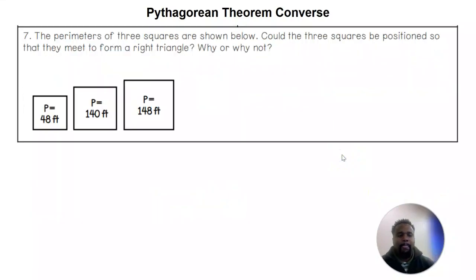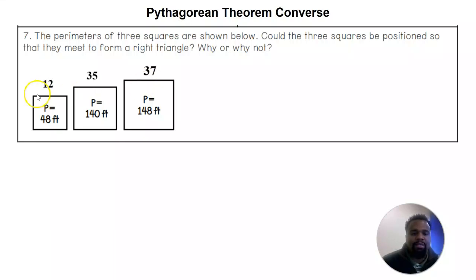And then lastly, the perimeters of the 3 squares are shown. Could the 3 squares be positioned so that they can form a triangle? Well, since the perimeters are given and it's a square, remember the perimeter is the distance around the figure. You add all 4 sides together to give you the perimeter. But since it's a square, all sides are the same. So to find the side length, you're just going to divide by 4. 48 divided by 4, 140 divided by 4, and 148 divided by 4. 48 divided by 4, you get 12. 140 divided by 4, you get 35. 148 divided by 4, you get 37.